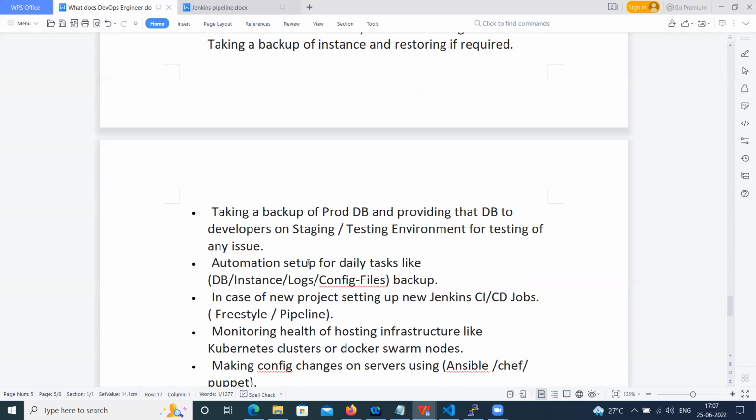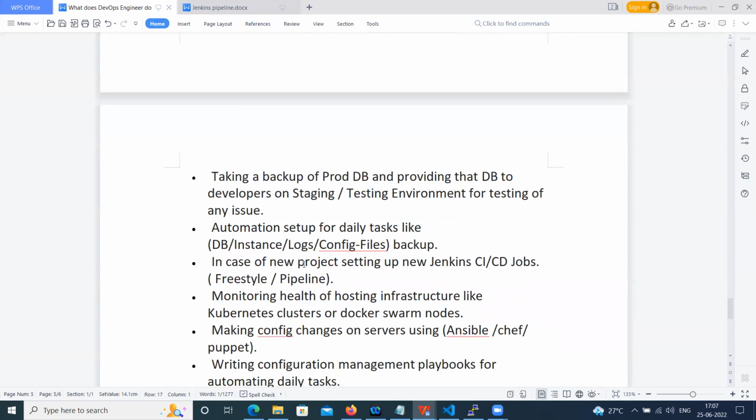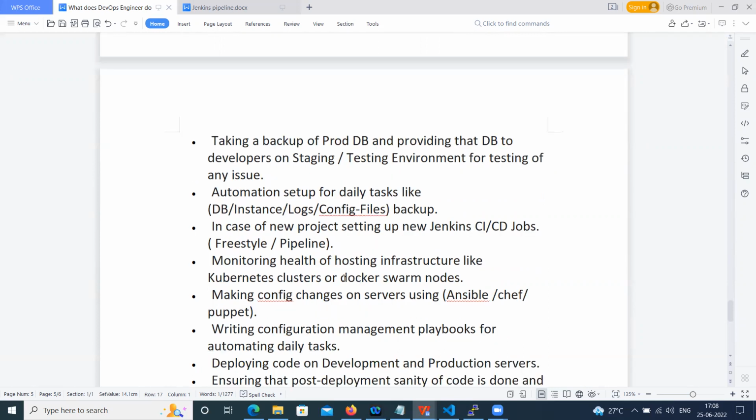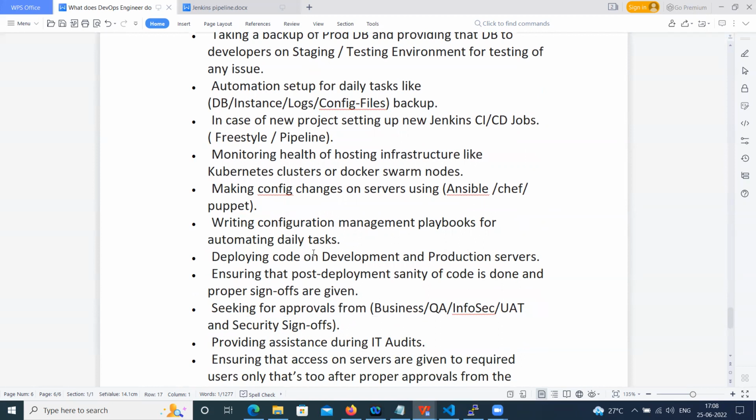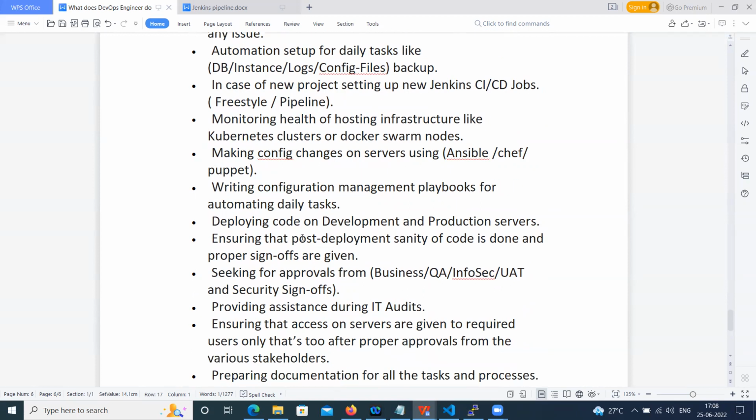You should do the automation. Then in case of a new project, you have to write a new Jenkins CI/CD pipeline, freestyle pipeline, anything. Next, monitoring the health of hosting infrastructure like Kubernetes cluster, Docker Swarm, nodes, or any other infrastructure you have. Then making config changes on servers using Ansible, Chef, Puppet. Then writing configuration management playbooks for automating daily tasks. Then deploying code on development and production servers. Next, ensure that post-deployment sanity of code is done and proper sign-offs are given.